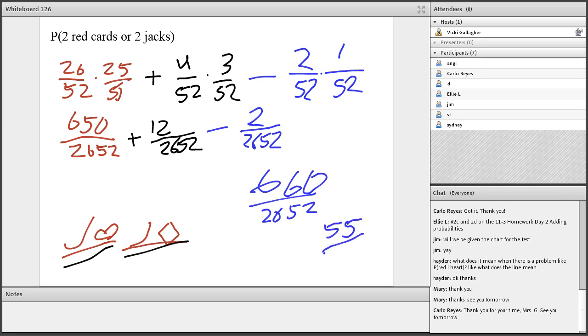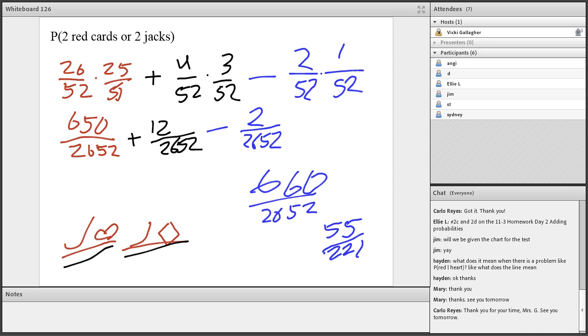Make sure on your test also that you are always writing your simplified answer. We do want fractions, not decimals, unless the original problem had decimals. So yeah, this is all on the homework 11-3, homework day 2. Okay.